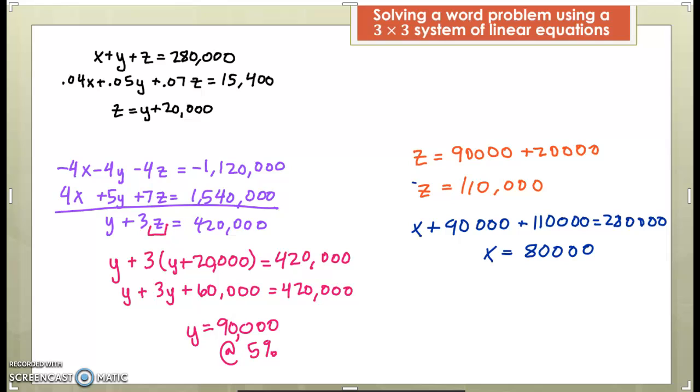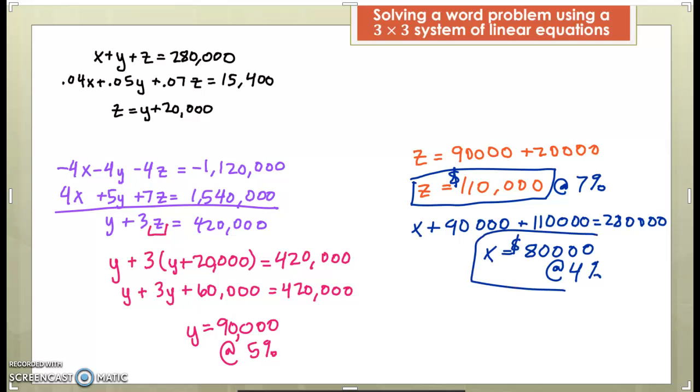Now, again, always tie these back into our problems. This is the amount in account Z, and Z was at 7%, right? That's that account. X was at 4%. So those are the different amounts that they had to put in to the accounts with those interest rates. And that's your examples for solving word problems.